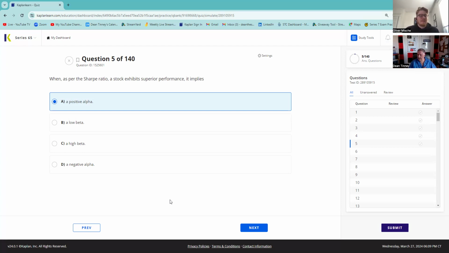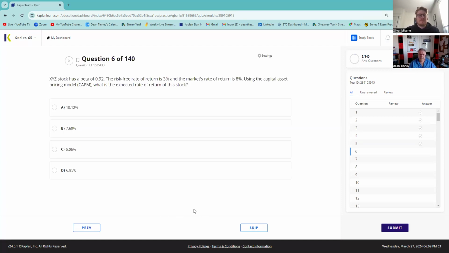That makes me the winner. So I would just know higher Sharpe ratio is a good thing. Positive alpha is a good thing. Excellent. I like the way you attack that one.